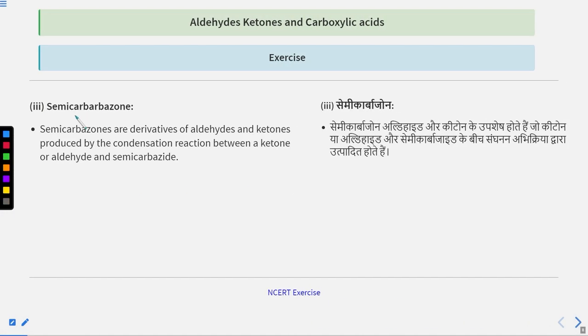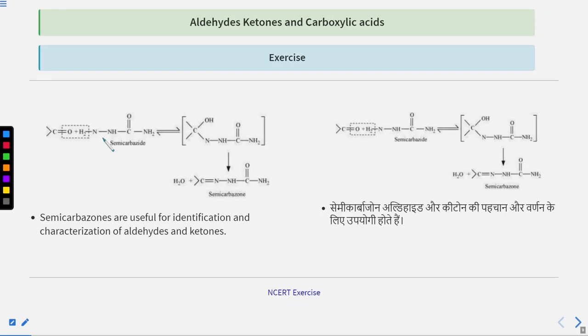Next we have semicarbazone. So what is semicarbazone? Again, it is a derivative of aldehyde and ketone, formed by the condensation reaction between semicarbazide and a ketone or an aldehyde. This is semicarbazide, that is NH2, NH, CO, NH2. So this N attacks here on the carbonyl center, and that results in this adduct. Further, this OH is removed and we get this semicarbazone.